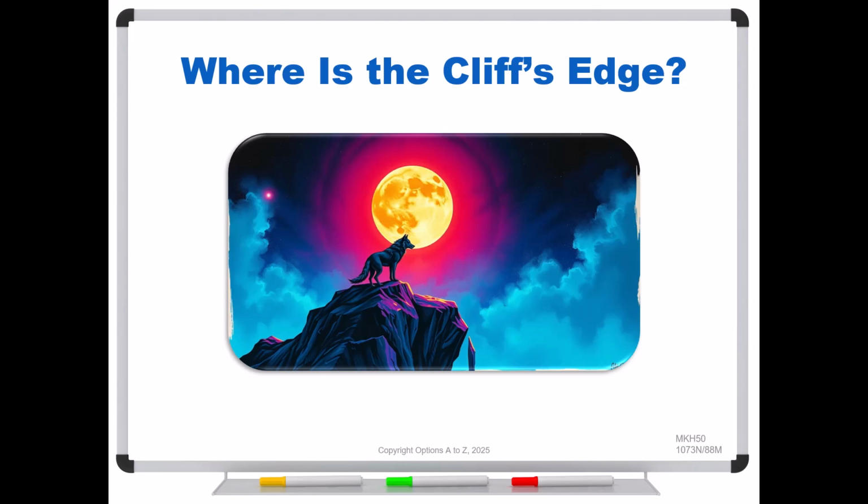And the thing that I want to show in this video is that while that sounds like a good idea, it's really hard to implement because it's really hard to say exactly where this cliff's edge is. So if that sounds like a tricky concept, it is. Let's go find out more.